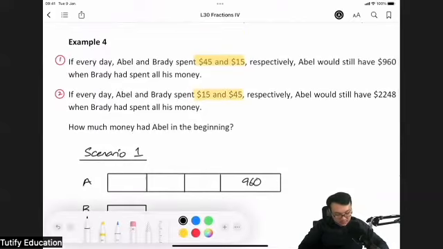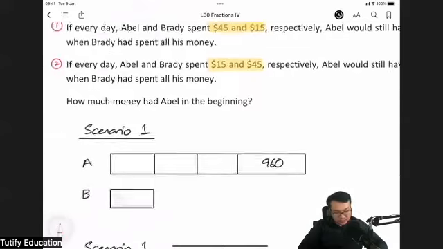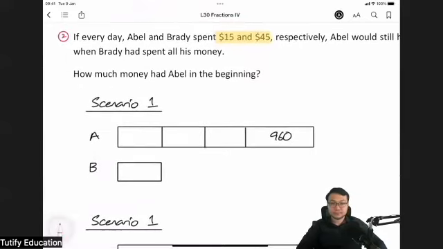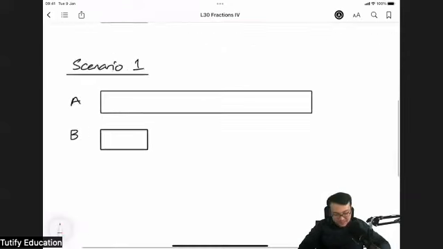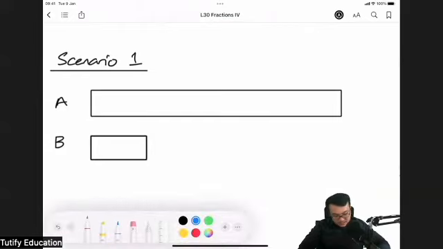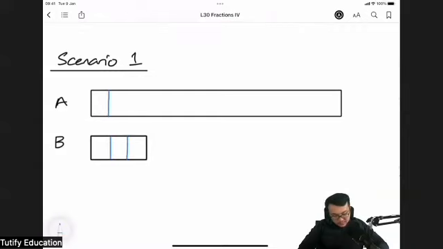Azim, can you tell me who is spending more money now for sentence number 2? Brady. How many times more? 3 times more again. So let's draw how much he's spending. He is actually spending 3 times more, and Abel is only spending 1 time. Okay, Abel is spending 1 unit. The other guy is spending 3 units, and then he has nothing left.